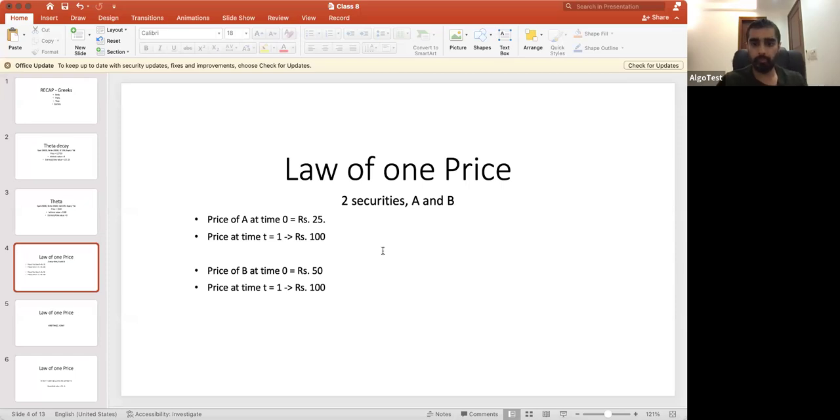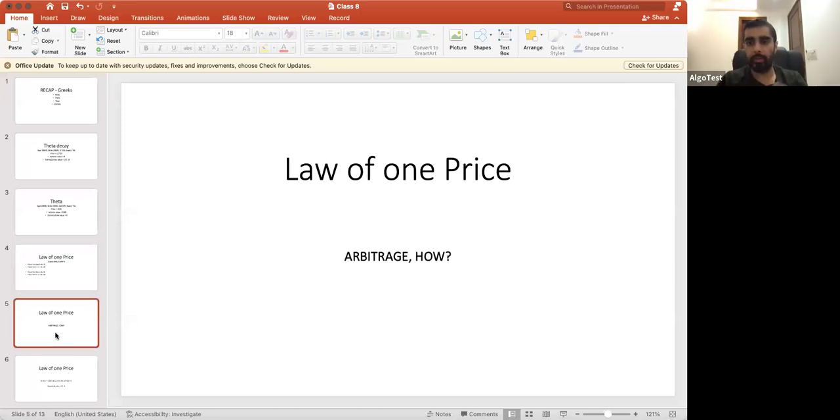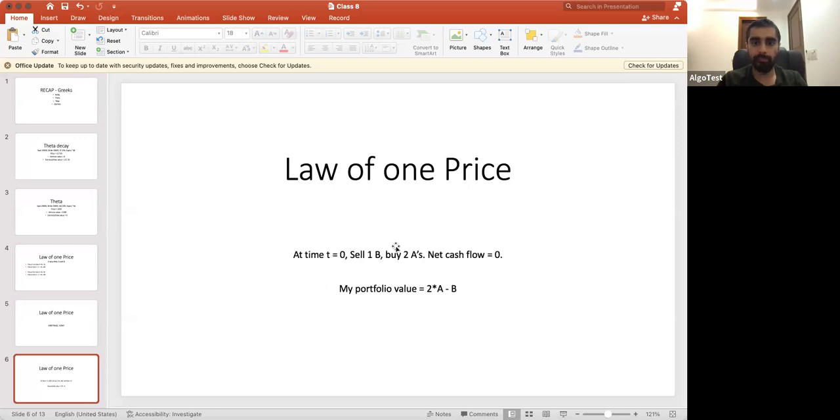Okay, let me buy A. I bought it for 25 rupees and I sold B for 50 rupees. 1:2, exactly. Right? So what I'm going to do is, if there's an arbitrage here, I'm going to buy 2 of A and sell 1 of B. Right?